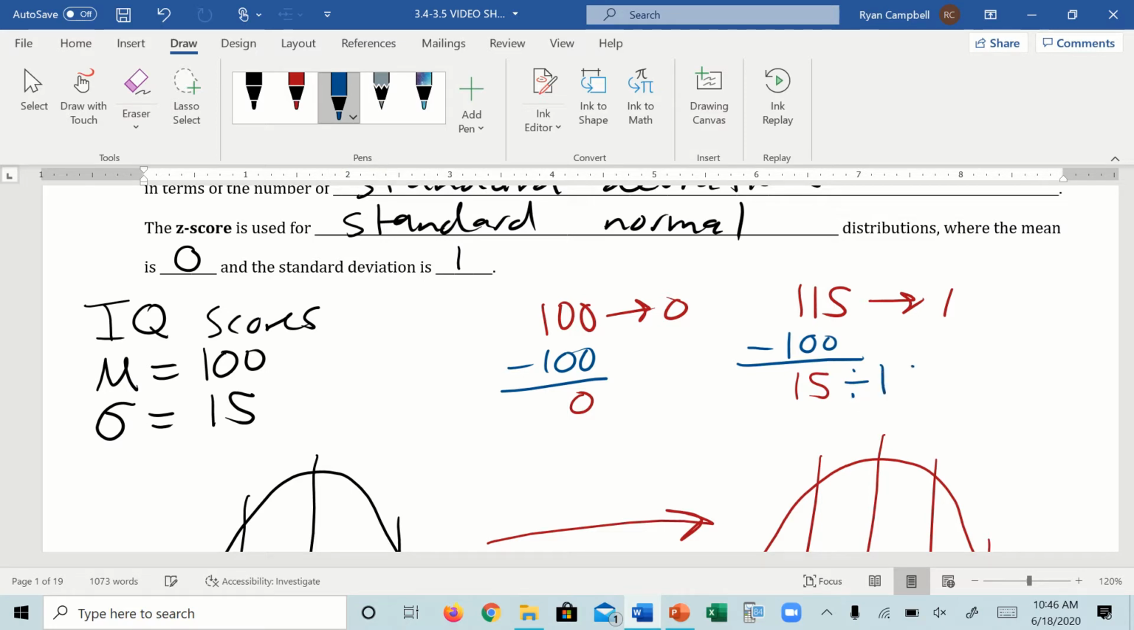Well, we could just divide by 15, right? If you divide by 15, you end up with 1. Now let's do it to the first case as well. If we divide 0 by 15, what do we end up with? Still 0. Okay, so this is looking good. Let's try one more, just to make sure.